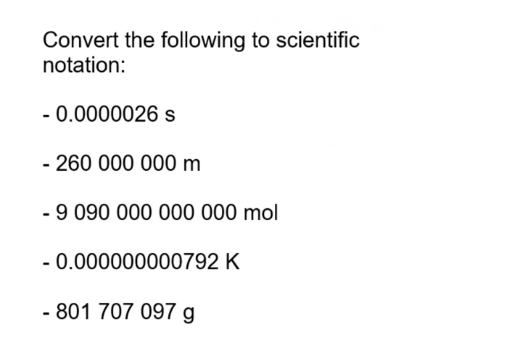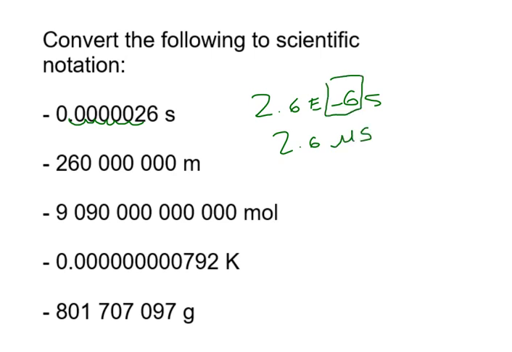Here's a couple of example slides. Let's just do a couple of them. I won't do them all. This first one right here, you can move the decimal place over 1, 2, 3, 4, 5, 6 times. You could call it 2.6 times 10 to the minus 6 seconds. Or, why don't you just call it 2.6 microseconds? Because a 10 to the minus 6, if you go back to that chart there, is this little funny looking U. It's called a microsecond. You can do that. Both would be valid.